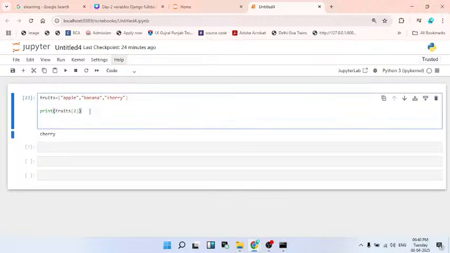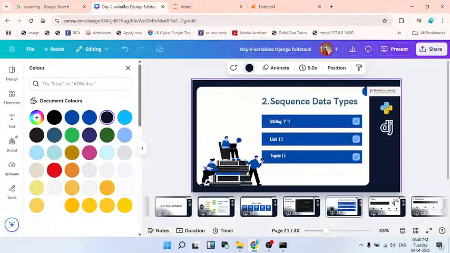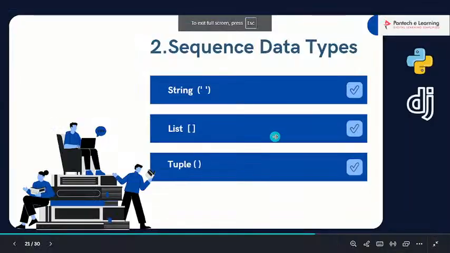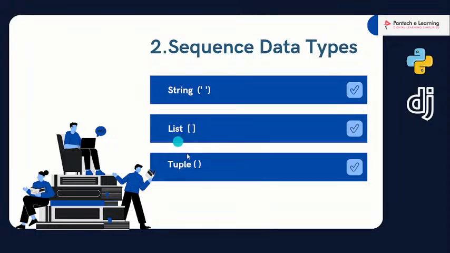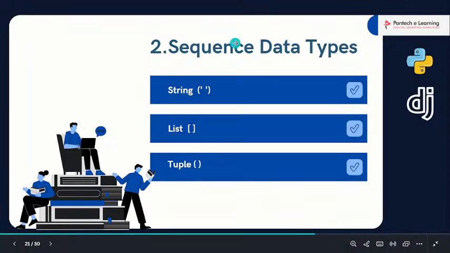These are called the list data type. We already understand the string and list, and now we go for tuple.